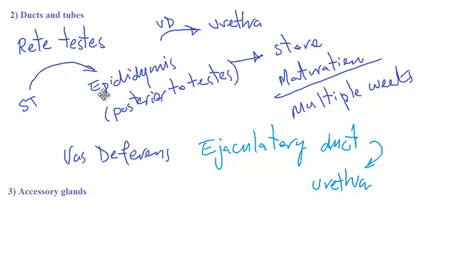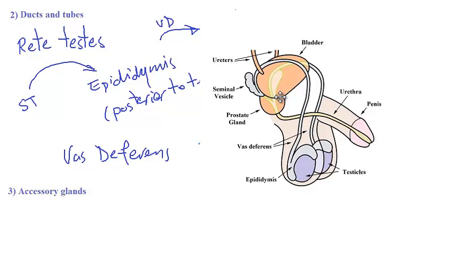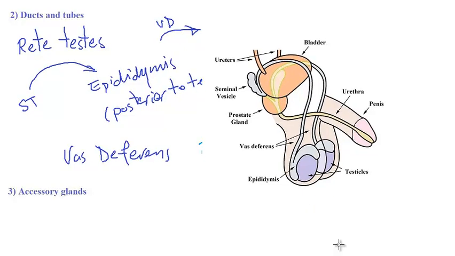So this is the image that I've shown you in the previous lecture. So we just discussed inside the seminiferous tubules of the testes, sperm will be produced, and via the rete testes, sperm will be moved to the epididymis, inside which they would get stored and undergo maturation. Then we have vas deferens, a long duct that connects epididymis all the way to the urethra.